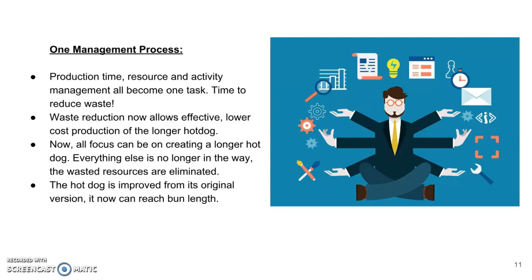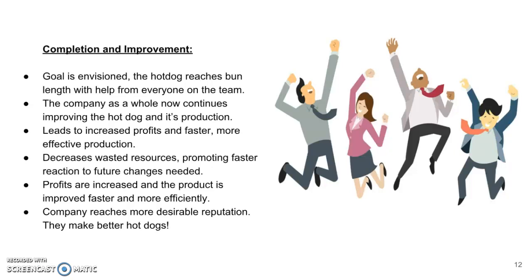Now that we're contributing and focusing on waste reduction, the team can actually focus on lower cost production of a longer hot dog, since waste is not as big of an issue as it was before. The hot dog is improved from its original version, and it actually reaches bun length, taking this process into account. The next step would be completion and improvement. So they envisioned their goal, and they got their hot dog to reach their bun length with the help of everybody.